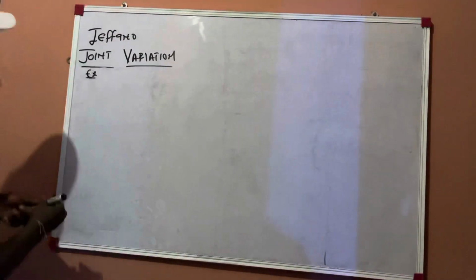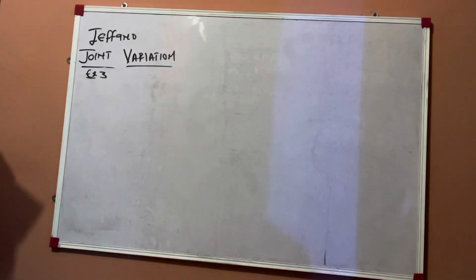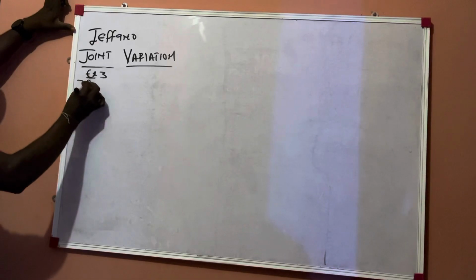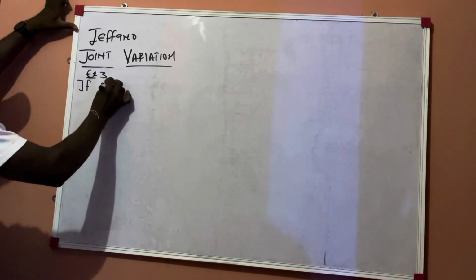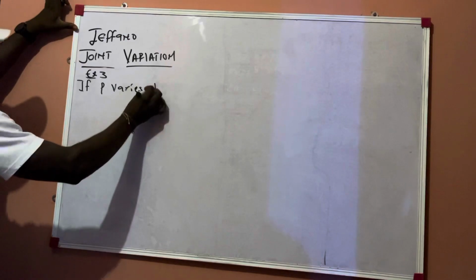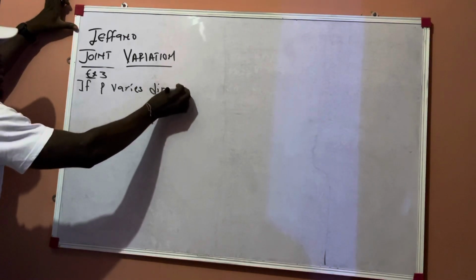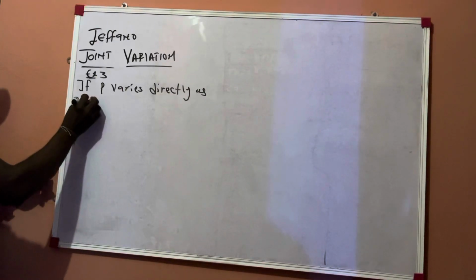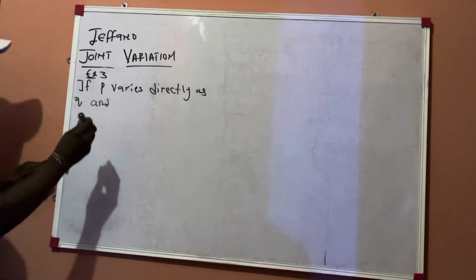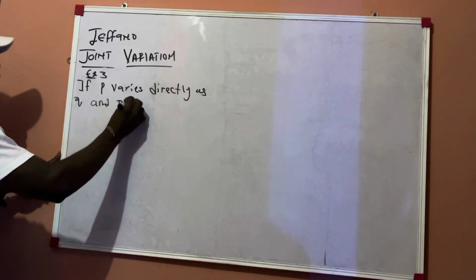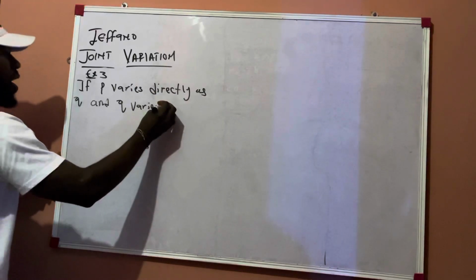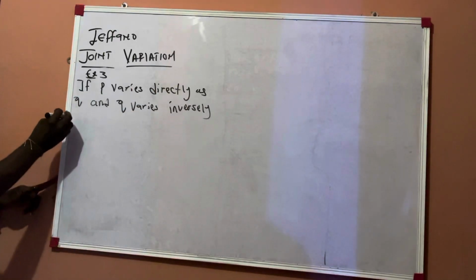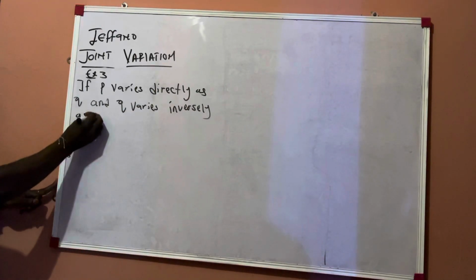Example number 3. Okay, now example number 3 says, if P varies directly as Q and Q varies inversely as R. Full stop.